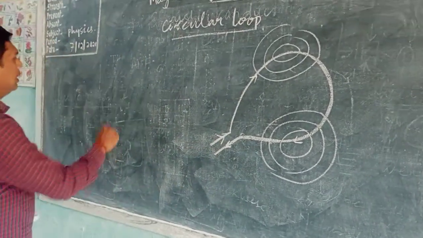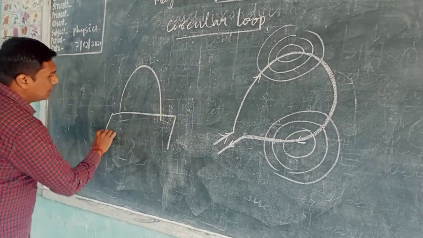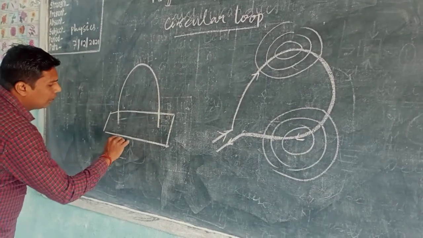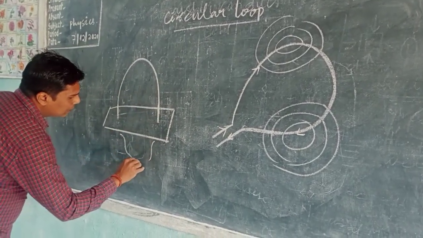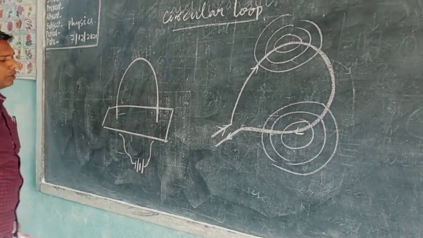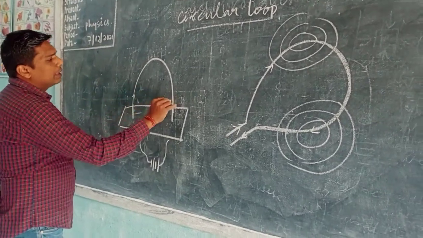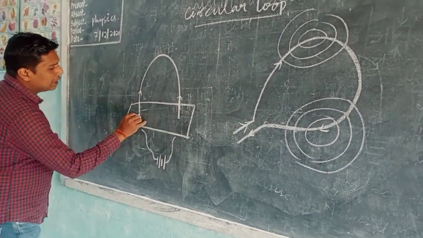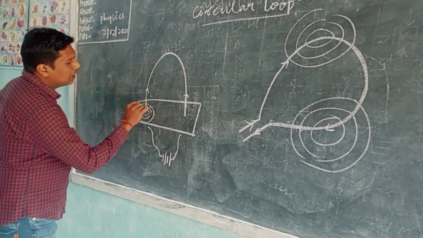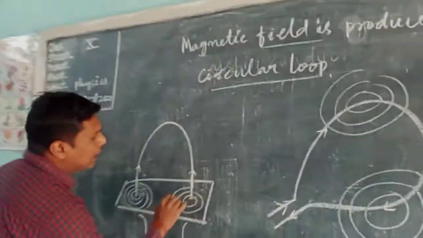I am drawing another figure here. See here, this is the circular loop which is connected to this one. So in this case, what will happen? Here when current passes through, this center, the circular loop, concentric circles are created. Here also concentric circles are created.